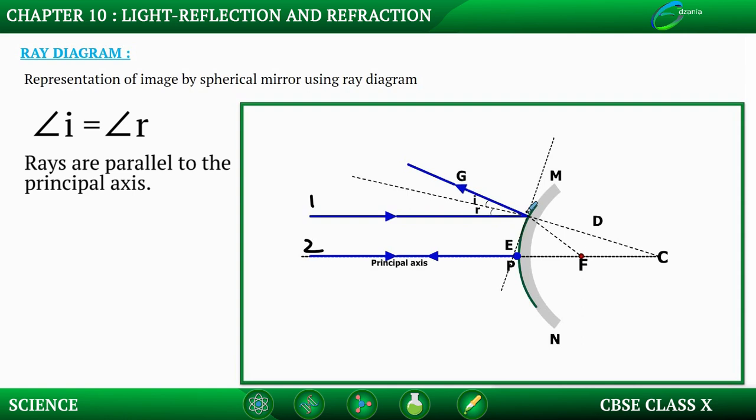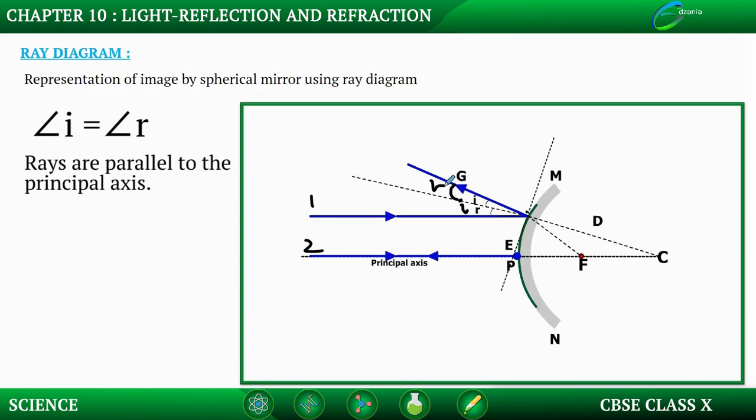In the case of a convex mirror, it is a diverging mirror. So the light will be reflected back and will spread out with the same angle. This is the angle I and this is the angle R. So ray 1 is making angle I with the normal, and the reflected ray is making angle R with the normal. Both of them are the same. But in the case of a convex mirror, the rays will not meet anywhere because they are diverging from each other.